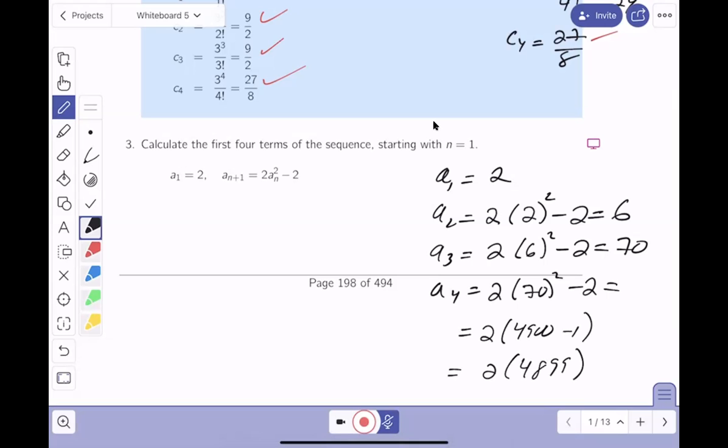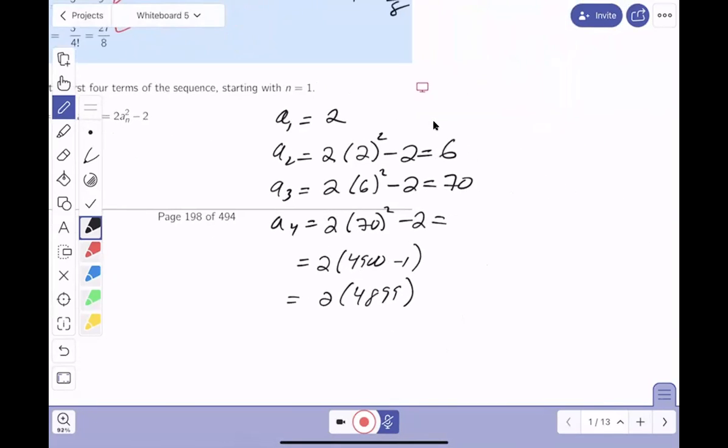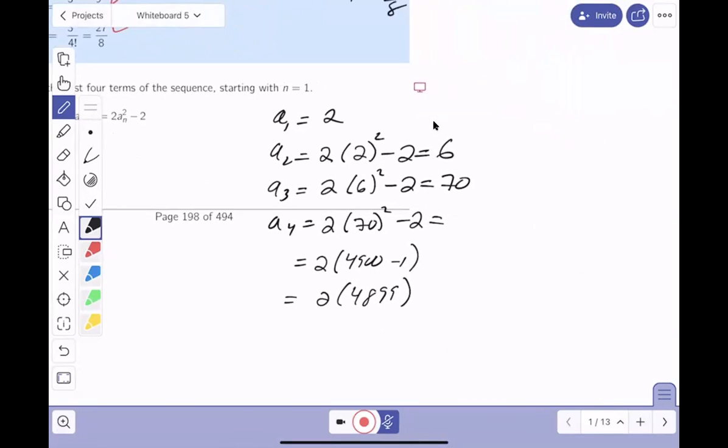Oh boy, I've got to do that arithmetic, don't I? So let's take a look at that. Let's see, 2 times 4900, 8,000, 9,800 minus 2. That's going to be 9,798.